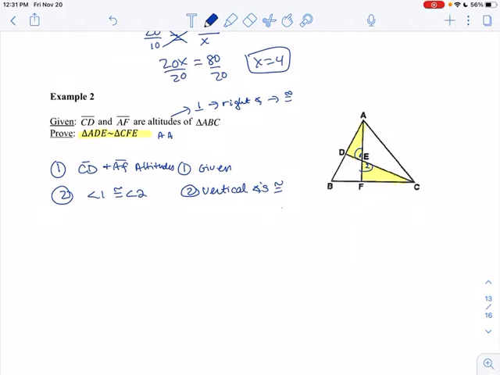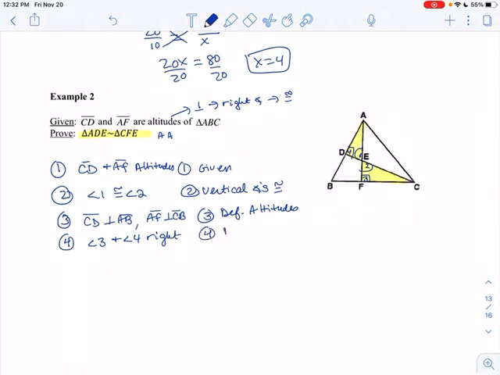Now, if CD and AF are altitudes, well, that's going to make angle 3 a right angle, and it's going to make angle 4 a right angle. But the way it works is that first you have to say that CD is perpendicular to AB, and that AF is perpendicular to CB. Altitudes form perpendicular lines, so that's the definition of altitudes. Once I say they're perpendicular, then I can say that angle 3 and angle 4 are right angles because perpendicular lines form right angles.